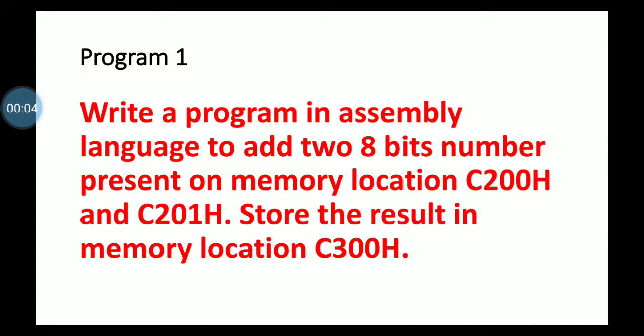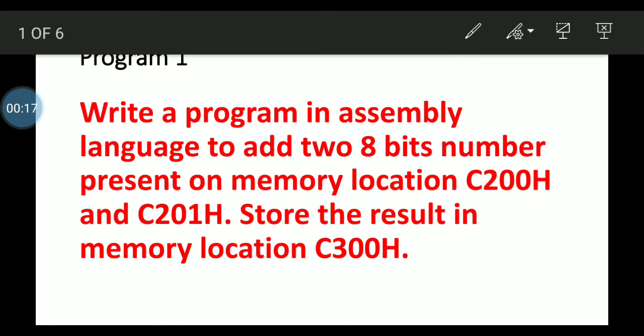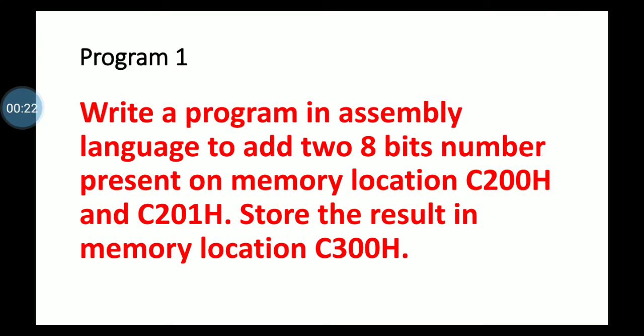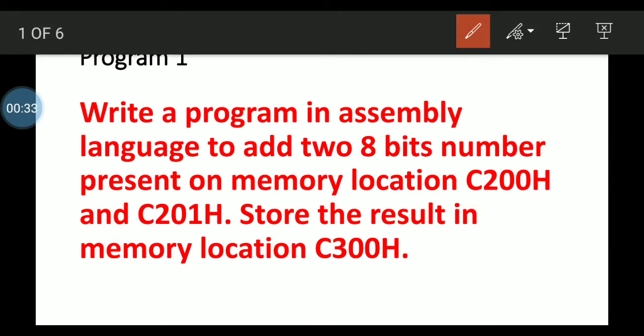Student, let us see some programming examples in assembly language. The programming that we do in the 8085 microprocessor is called assembly language. It is a machine language. Now, a question is given: write a program in assembly language to add two 8-bit numbers present in memory locations C200H and C201H. Store the result in memory location C300H.